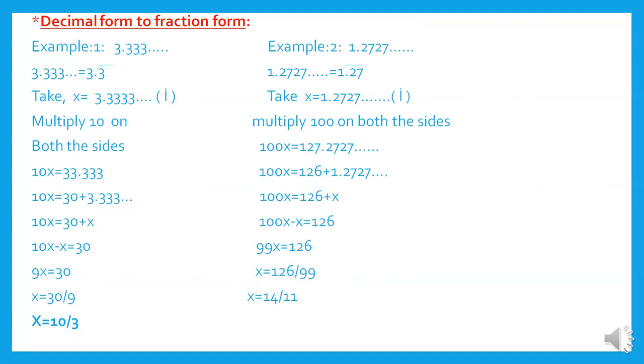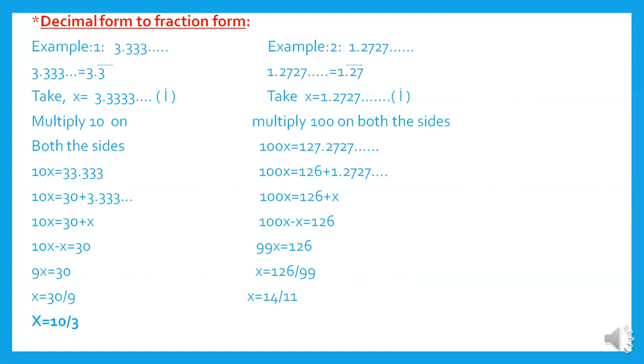Then 10x is equal to 33.333. This 33.33 you can rewrite as 30 plus 3.333, and so on. Next, bring down this x to this side, then it becomes 10x minus x is equal to 30. That is simplification: 9x is equal to 30. Next step, x is equal to 30 by 9. 30 by 9 is a fraction form of 3.333.